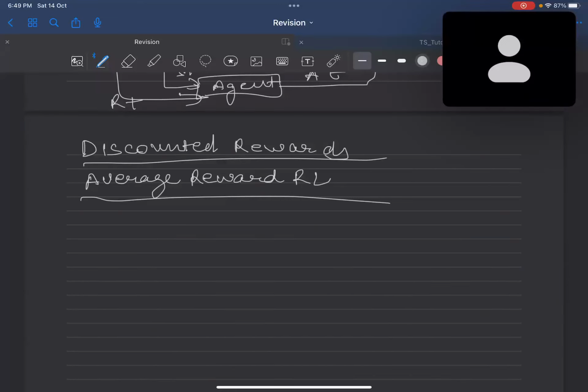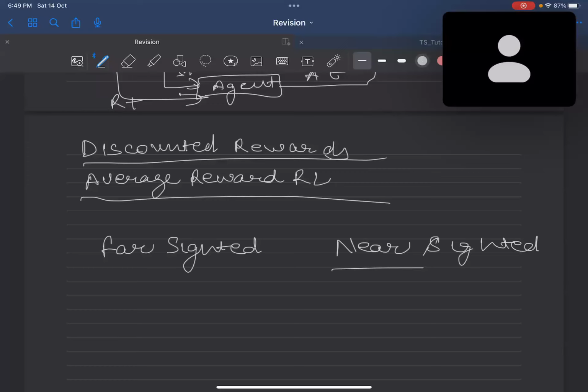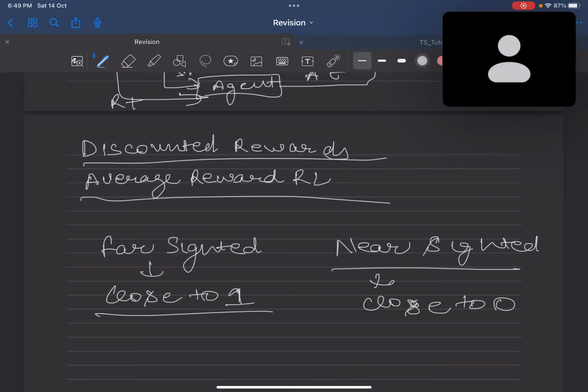That is why we are taking discounted rewards, and discounted rewards also have far-sighted and near-sighted behavior. If gamma is close to 1, it is far-sighted. Can I say if it is close to 0, it's near-sighted? What do you mean by far-sighted and near-sighted? Can you explain in detail?